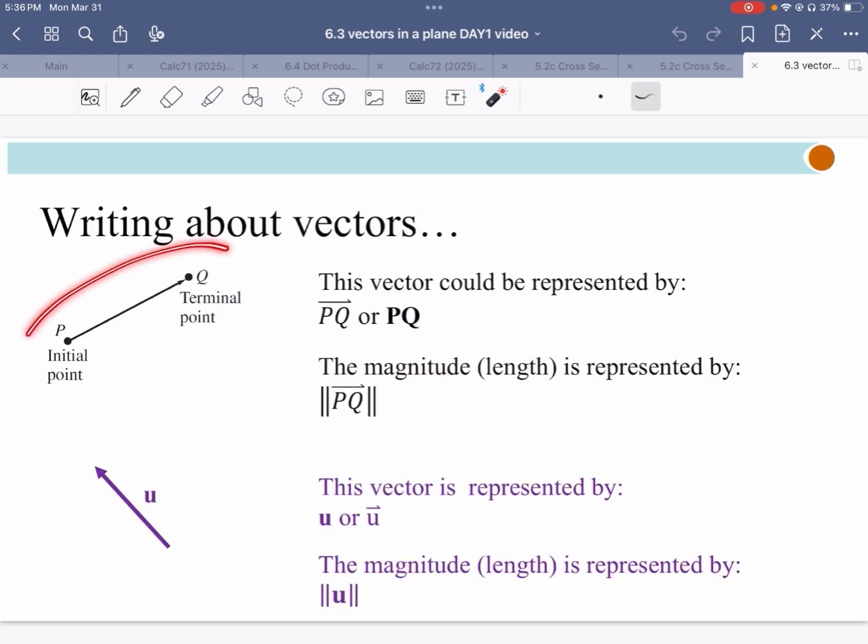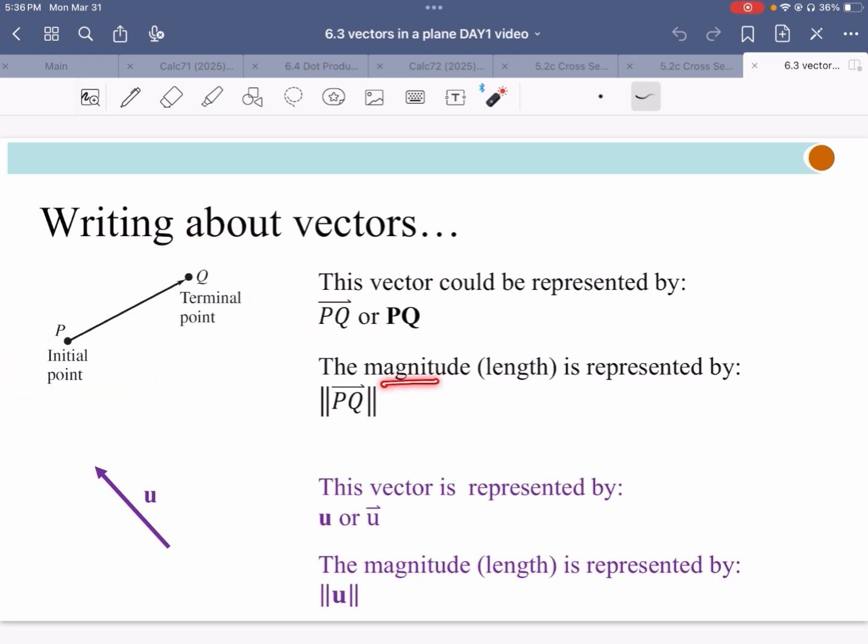So this vector that we just saw can be represented by capital P, capital Q with a line over it. Sometimes you'll see them written in text with bold letters. Obviously, we can't handwrite in bold, so when you're writing about them on paper, you need to do the little arrow on top of it.